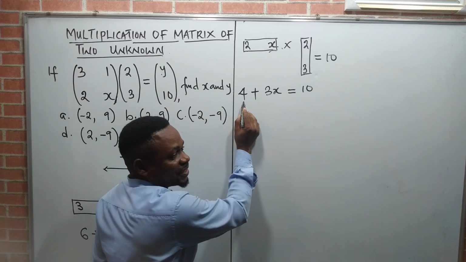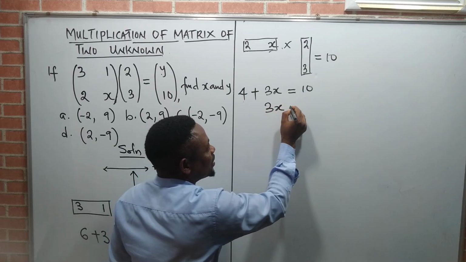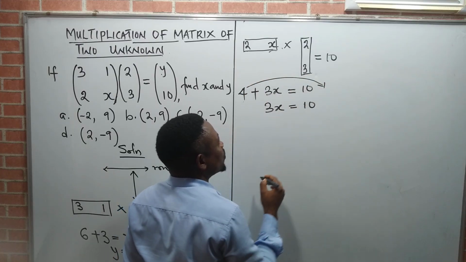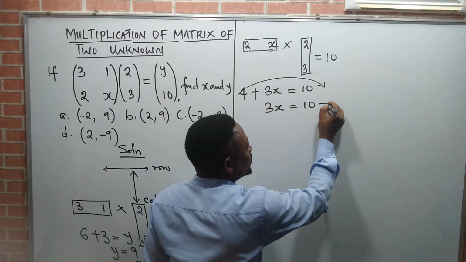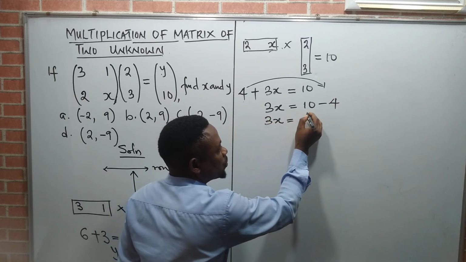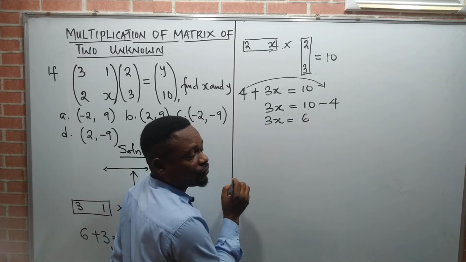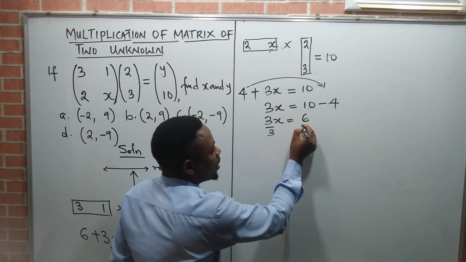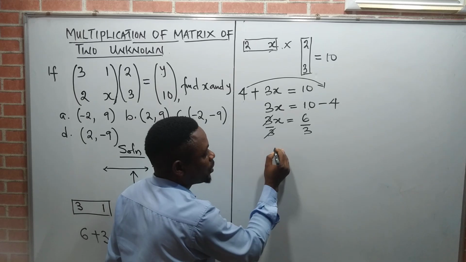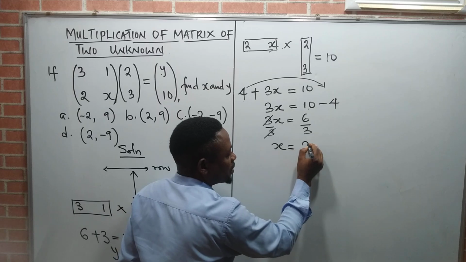So this is 4. We don't need it here. Take it to the right, leaving 3x, which is now equal to 10. By the time I transport this 4 to the right, it will give me minus 4. So the value of 3x should now be equal to 10 minus 4, which is 6. To make x the subject of the formula, I will divide this by 3. I will divide this by 3. So 3 down, we cancel 3 up. So x is now 6 over 3. And what is 6 over 3? The answer is 2.